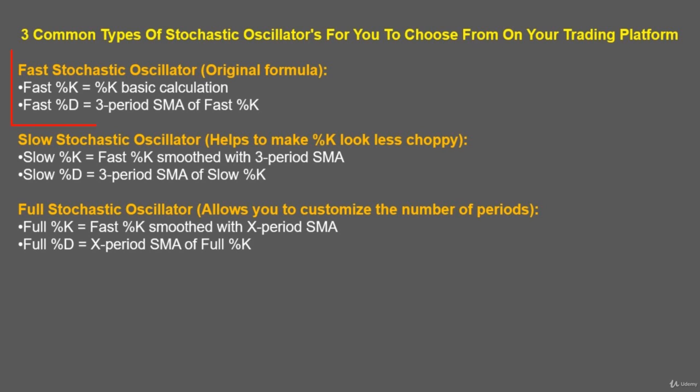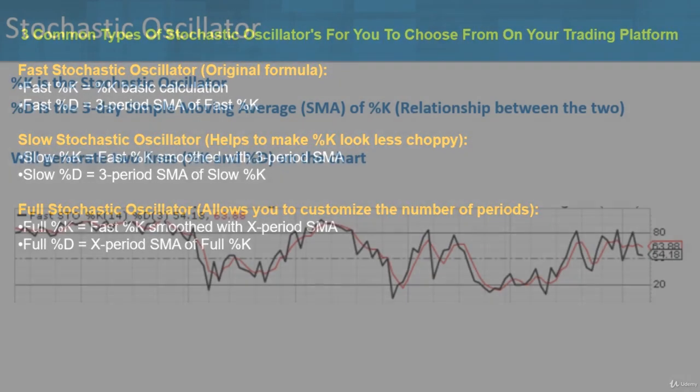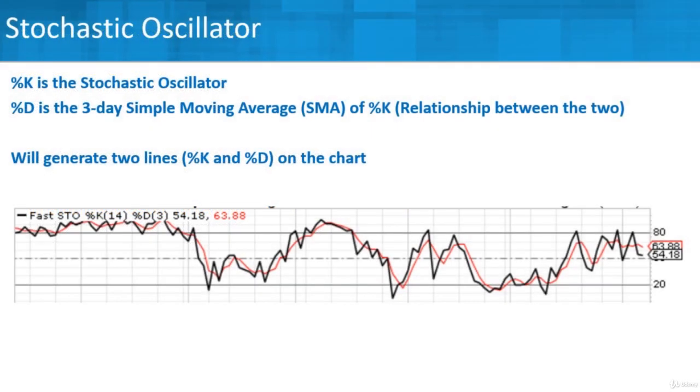I will tell you that most people use the original formula in the original format, so they're choosing, in effect, the fast stochastic oscillator if they have a choice on their trading platform. If you don't see choices, usually they give you one, but if it just says stochastic oscillator, understand that is the original formula and that is the fast one. Again, I wish there were better names.